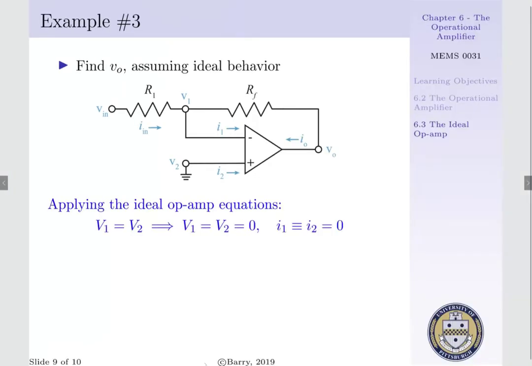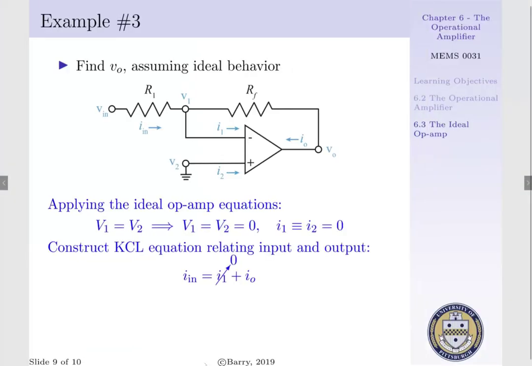For us to begin, we apply our ideal operational amplifier equations. That is, V1 is equal to V2, and since V2 is connected to ground, V1 and V2 are both equal to 0. And we assume our input currents, I1 and I2, are identically equal to each other and equal to 0.